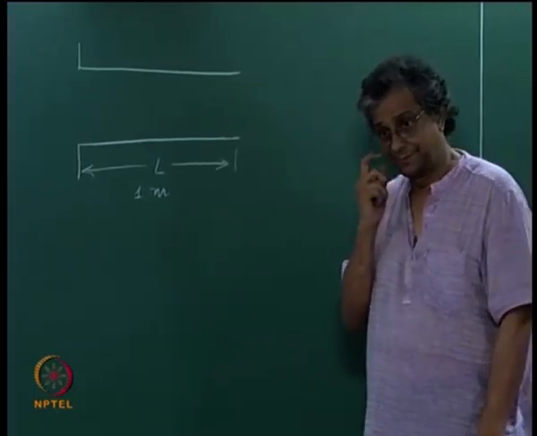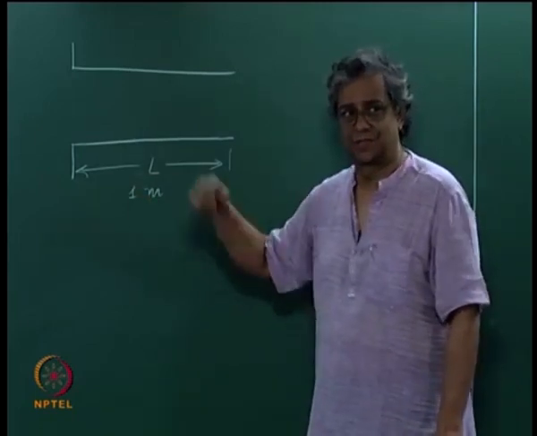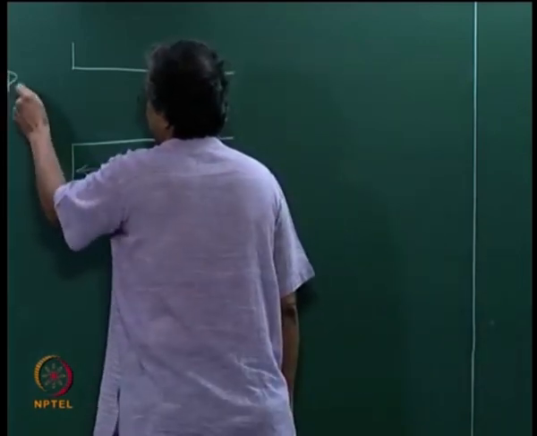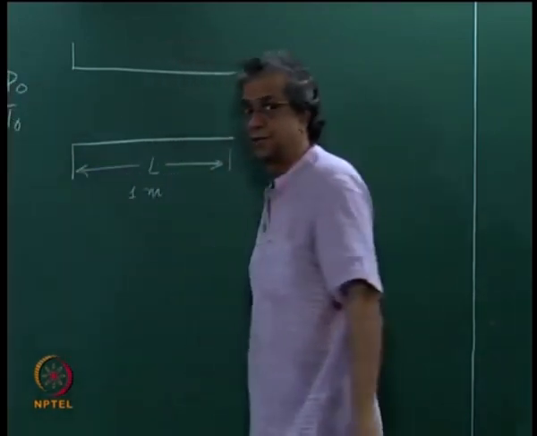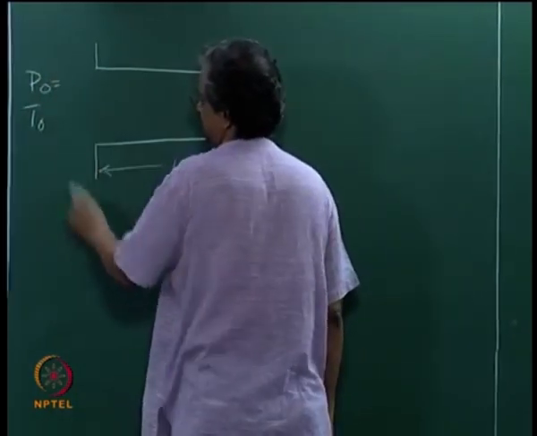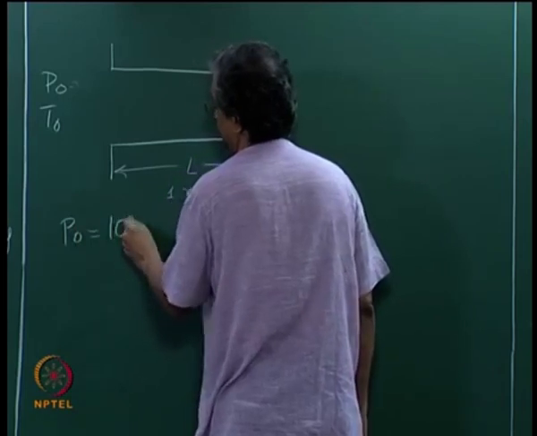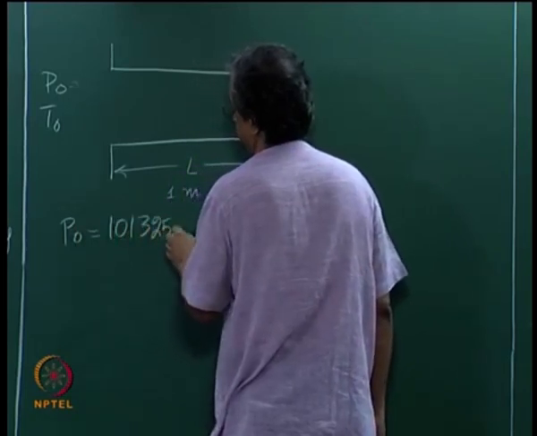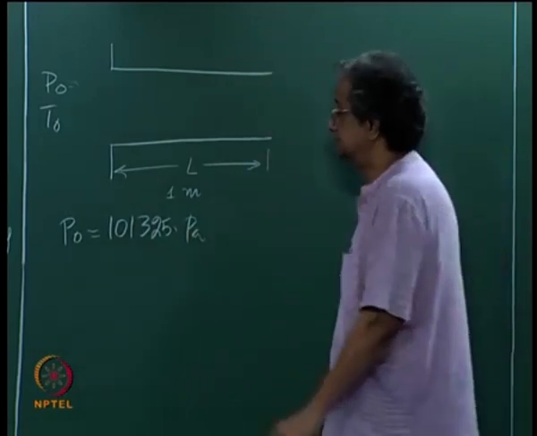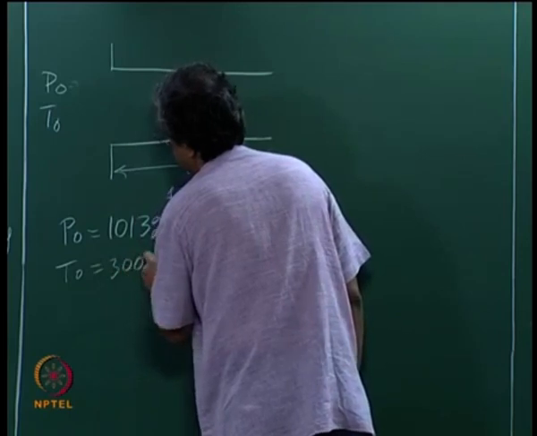Okay, it's a critical question, and to help you ask this question, I am going to pose an auxiliary problem, because we prescribed P naught and T naught there. Do you remember the conditions that I prescribed at the stagnation point? P naught was 101325 pascals, T naught is 300 Kelvin.